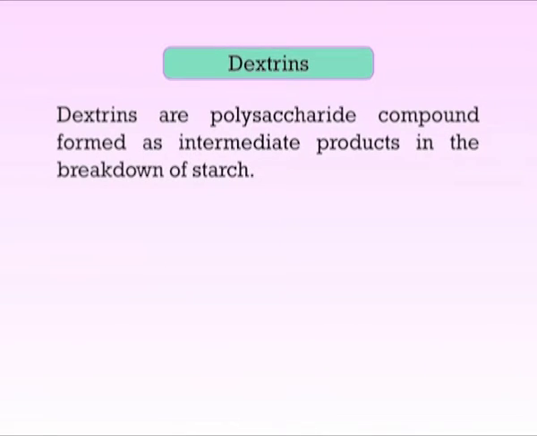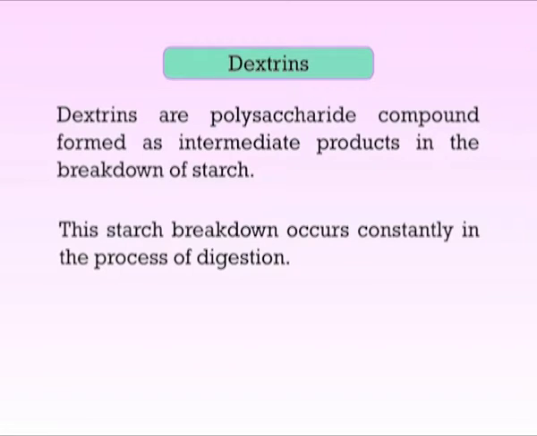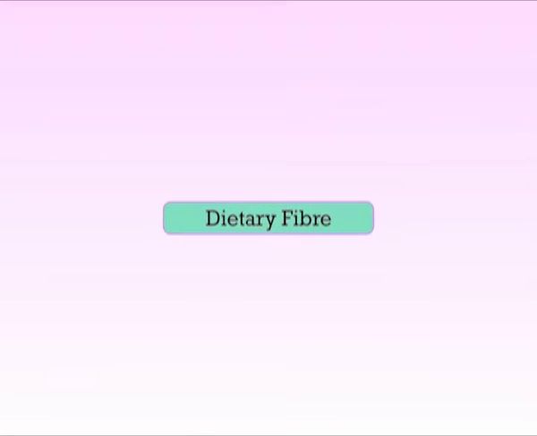Next, dextrin. Dextrins are polysaccharide compounds formed as intermediate products in the breakdown of starch. This starch breakdown occurs constantly in the process of digestion. Now, let's see the dietary fiber.